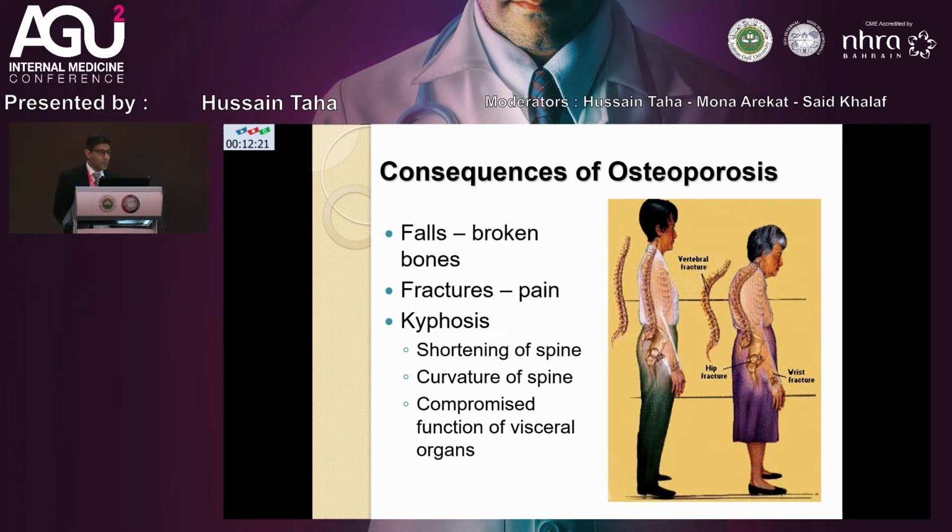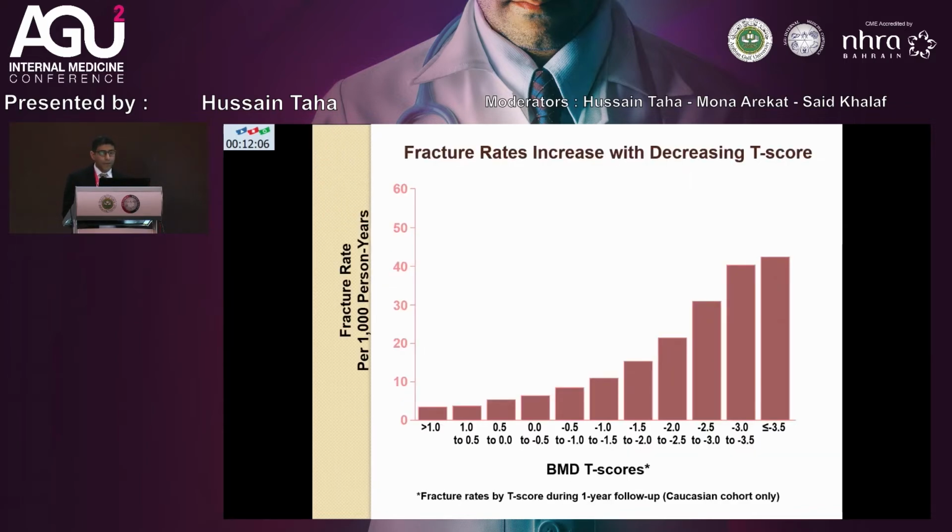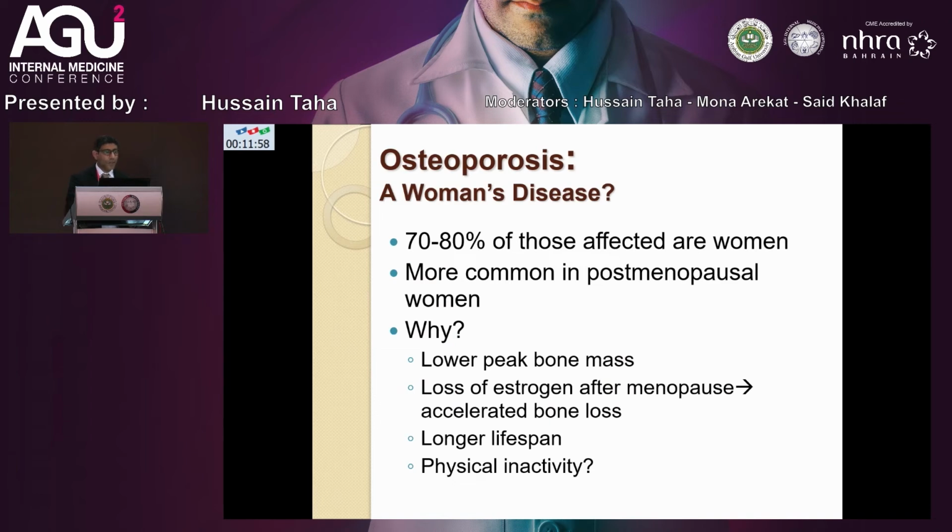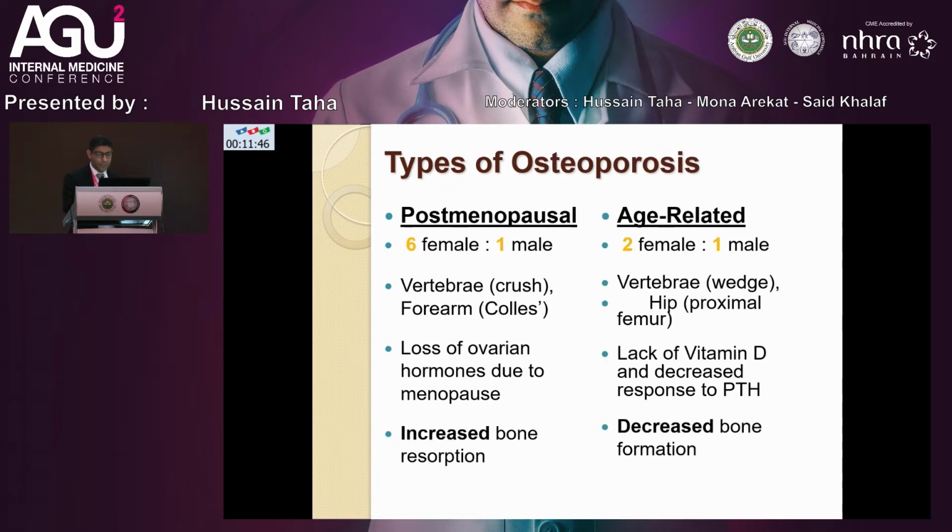Multiple falls, broken bone, kyphosis, fracture, shortening, loss of height, and compromised viscera, especially the lung when there is restrictive pulmonary disease. Fracture rate increases with the decrease of the T-score, with a T-score of minus 2.5. Osteoporosis is a woman's disease. 70 to 80 percent of those affected are women. Why? Because of low peak bone mass, loss of estrogen after menopause, long lifespan, and physical inactivity.